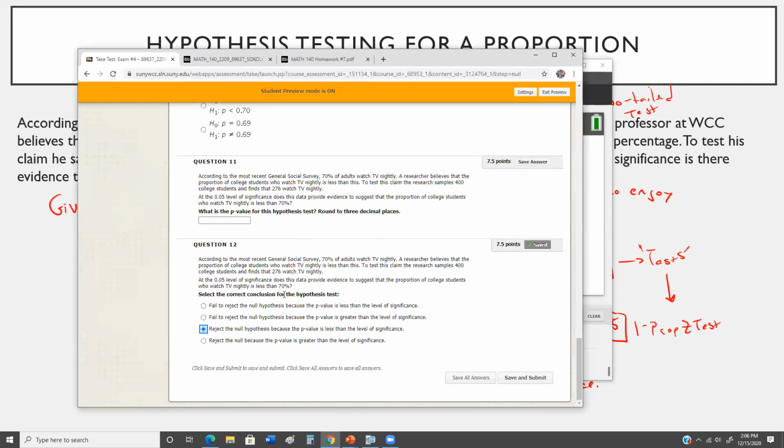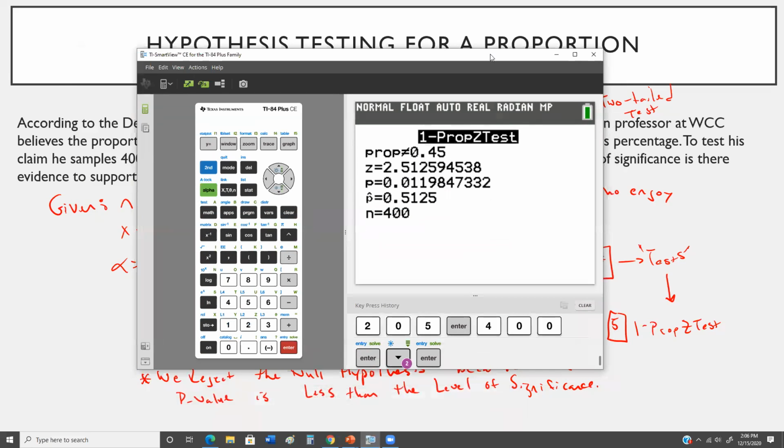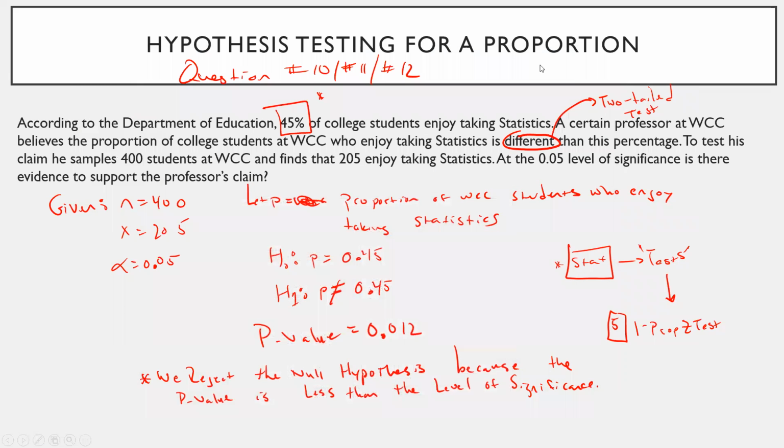And I'm not saying that's the right answer here. I'm just saying if you think that's what it is, that's what you would select. And then when you're all done, hit save and submit. And your final grade on the exam will get released to you after the due date, okay?